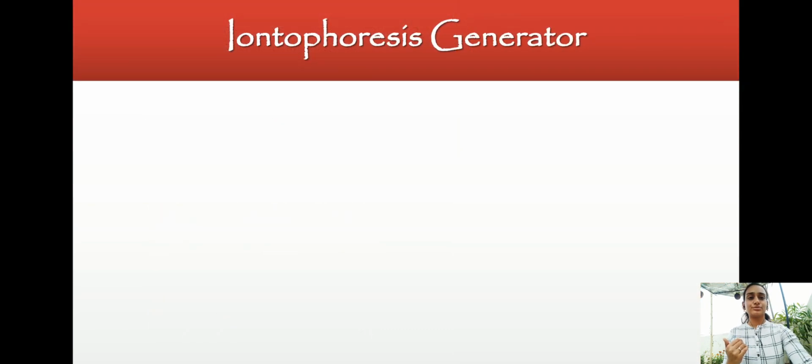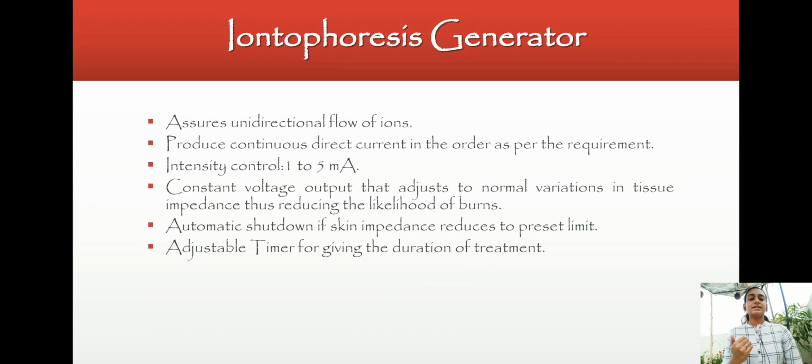Now, moving on to the generator. Let us see some facts about the generator. It assures a unidirectional flow of ions. It produces continuous direct current in the order as per the requirement, and the intensity control ranges from 1 to 5 milliamperes, and the constant voltage output adjusts for normal variations in tissue impedance, thus reducing the likelihood of burns. Automatic shutdown if skin impedance reduces to a preset limit.